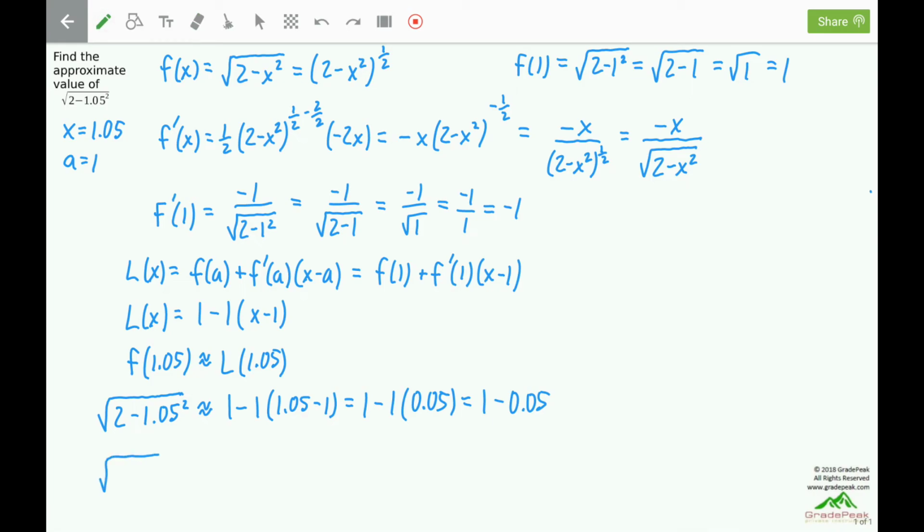So the square root of 2 minus 1.05 squared is approximately equal to 1 minus 0.05, which comes out to 0.95. And there's the approximate value of the square root of 2 minus 1.05 squared.